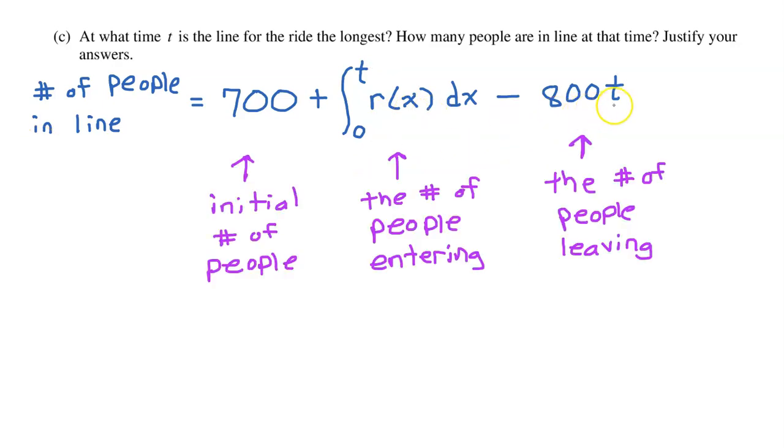The minus 800t represents the number of people who are leaving the line between time t equals 0 and time t. We know that 800 people per hour are leaving the line and getting on the ride. From 0 to t, we're talking about t hours have gone by. So it makes sense that the number of people leaving will be 800 times the number of hours, or 800t.